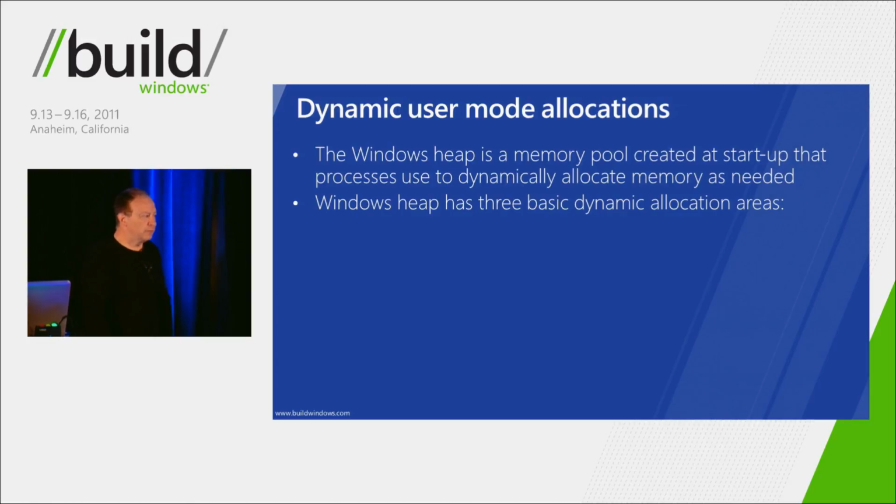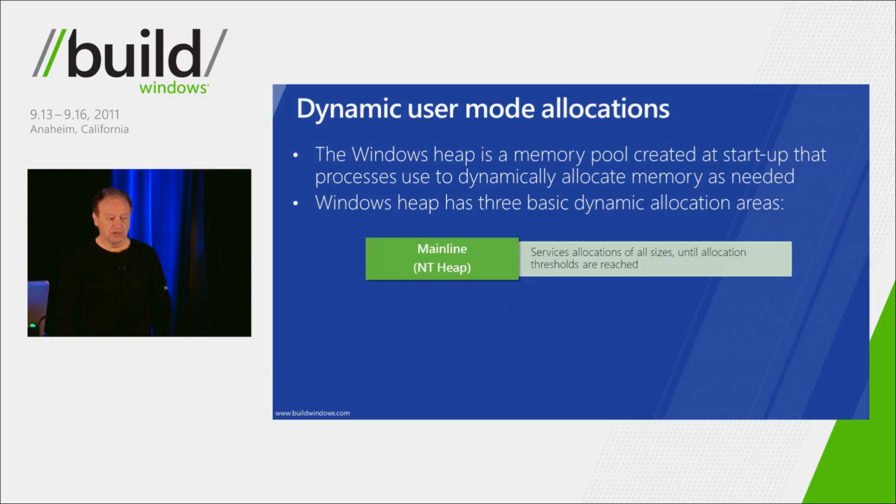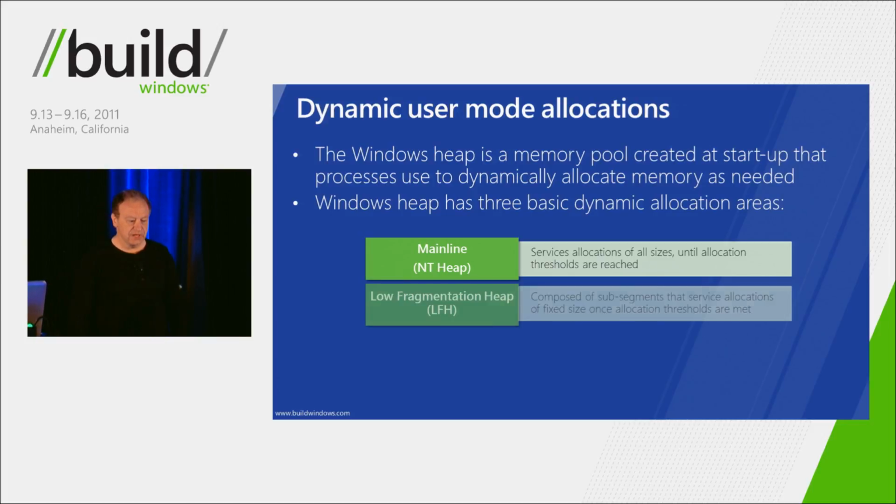So let's talk a little bit in more detail about dynamic user mode allocations. For application developers, the most common type of dynamic allocation is going to be a heap allocation. The heap has 3 basic allocation areas. The mainline heap, which used to be the default heap before Windows Vista. Now all processes on Windows Vista onward use the low fragmentation heap by default. And the low fragmentation heap has some special attributes.